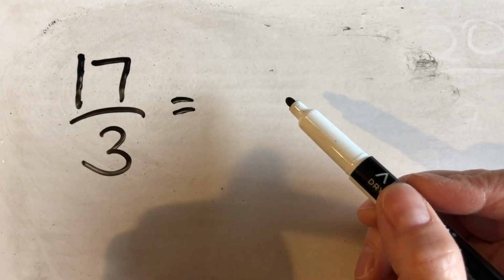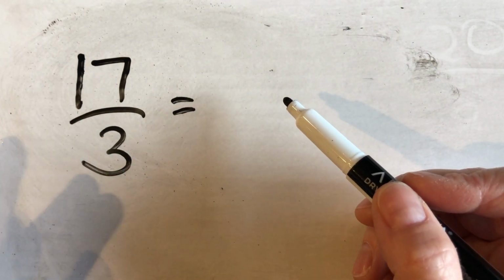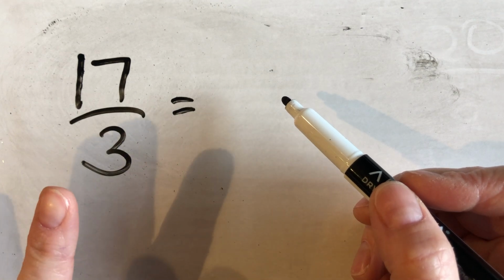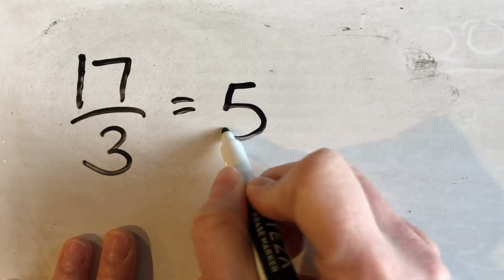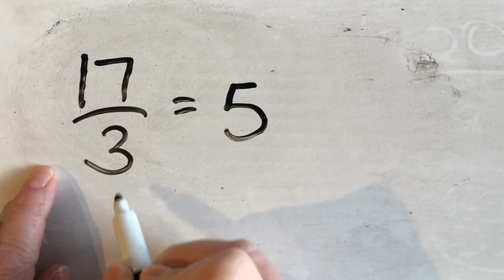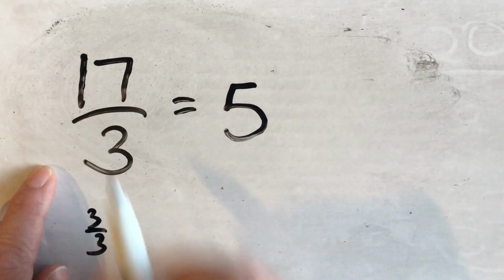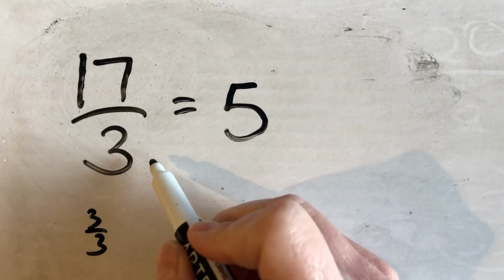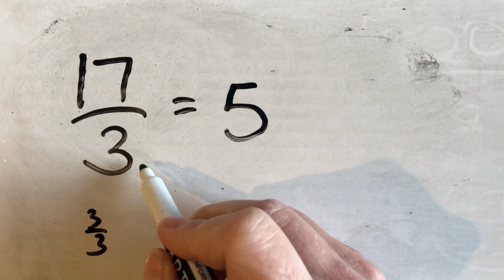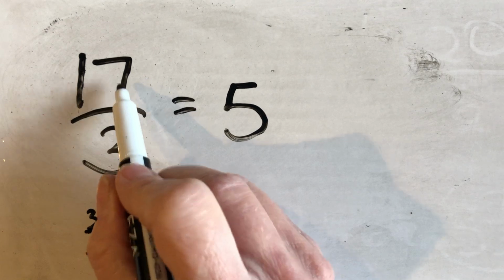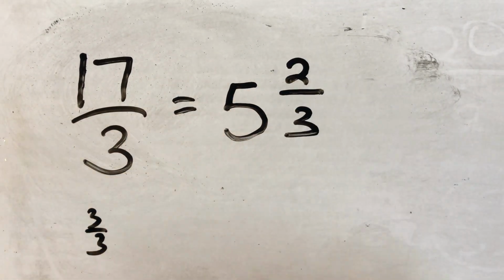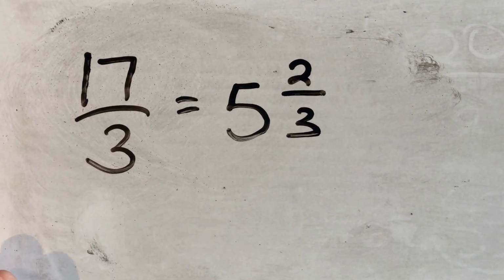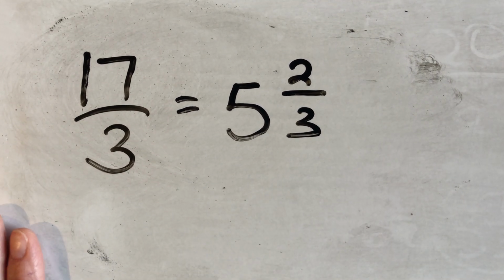So 3, 6, 9, 12, 15. And if I did one more, I'd have 18, so that's too many. So I know I can get 5 groups of 3/3 out of 17 thirds. And I'm going to have 2 left over. So 3 times 5 is 15. 15 plus 2 is 17. That's my numerator, and our denominator never changes. So 5 2/3 is what you should have.